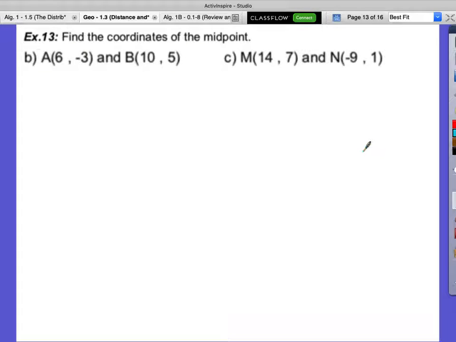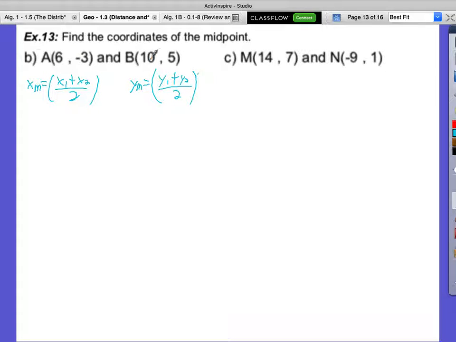Okay? So, we're saying for the midpoint, remember, x sub m, the midpoint coordinate for x, the x of the midpoint, would be equal to x sub 1 plus x sub 2 over 2. And for the y's, it would be the same thing. Y sub m is equal to y sub 1 plus y sub 2 over 2, okay? Now, doesn't matter which one we call x1 or x2. As long as they're x's, that's what matters, okay?